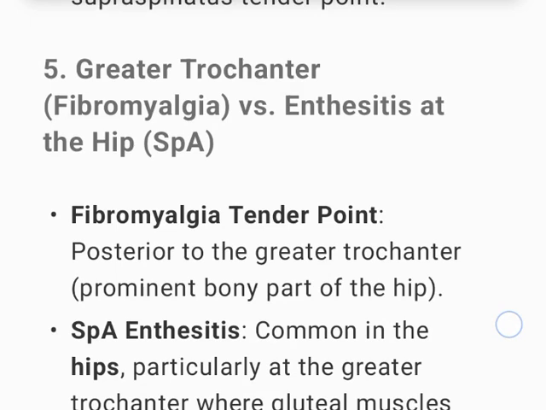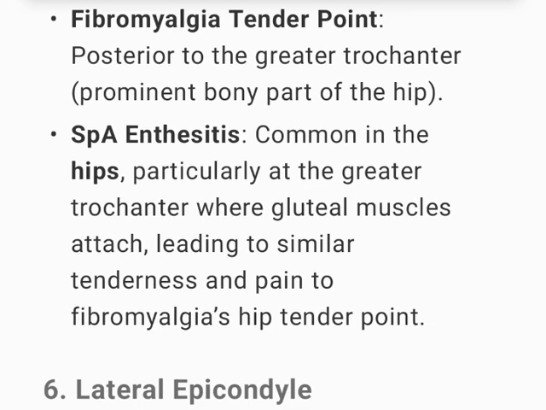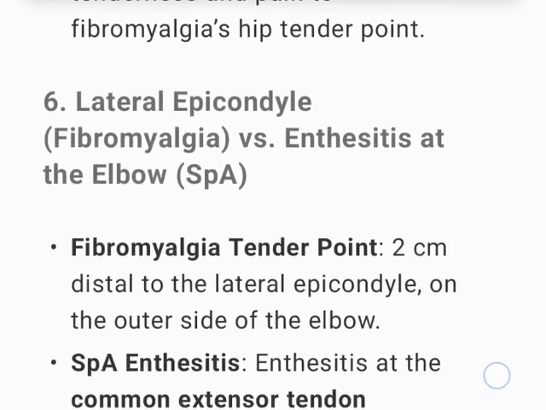supraspinatus tender point. 5. Greater trochanter versus enthesitis at the hip. Fibromyalgia tender point, posterior to the greater trochanter, the prominent bony part of the hip. SpA enthesitis: common in the hips, particularly at the greater trochanter, where gluteal muscles attach, leading to similar tenderness and pain to fibromyalgia's hip tender point.